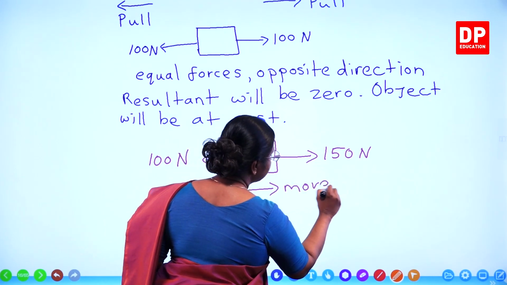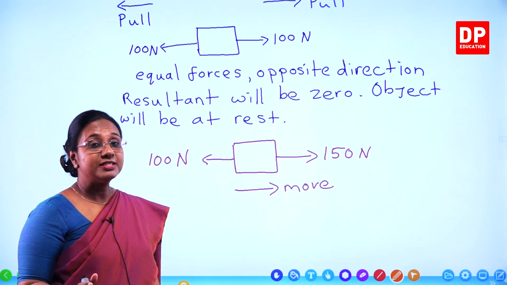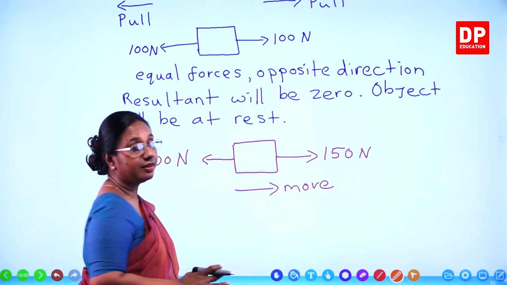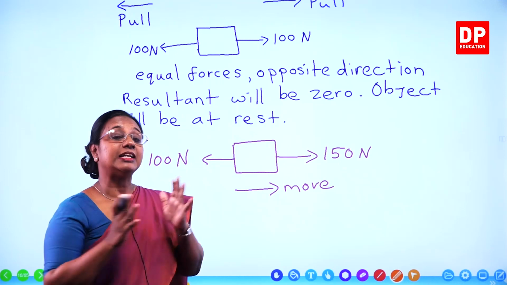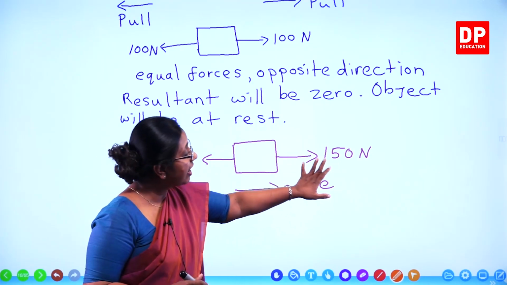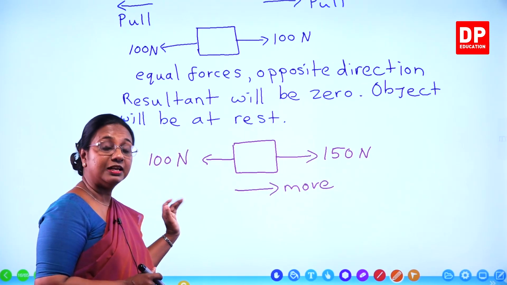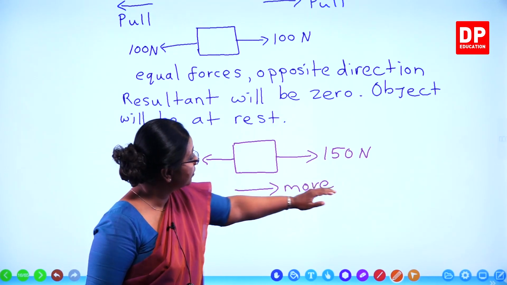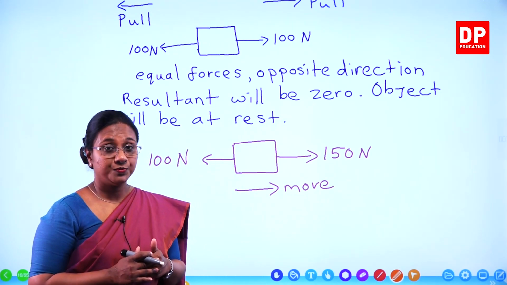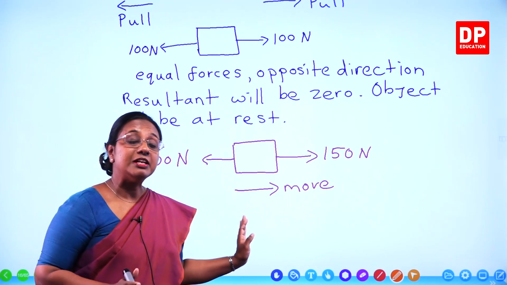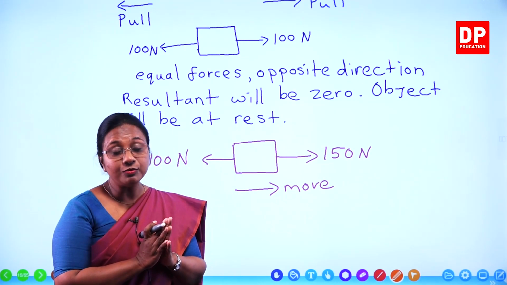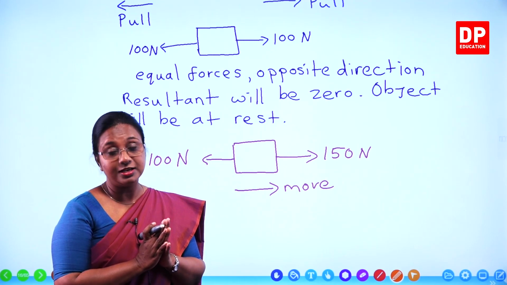Move in this direction. Why is that? One force is greater. So, when there are two collinear forces acting in the opposite direction, one force is greater than the other one, the object moves towards the greater force. There will be a resultant force there. We will try to understand how we can calculate the resultant force.